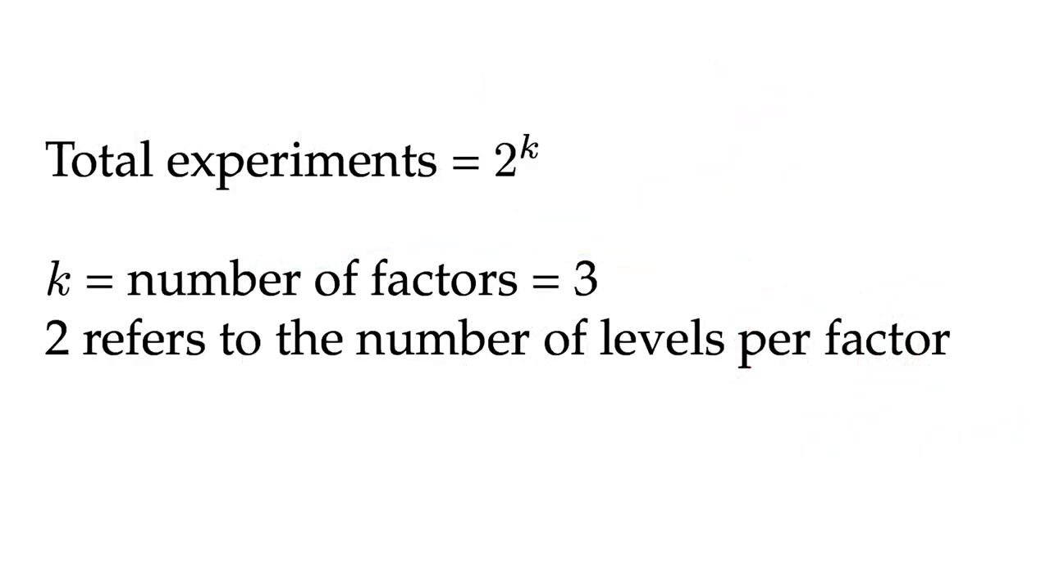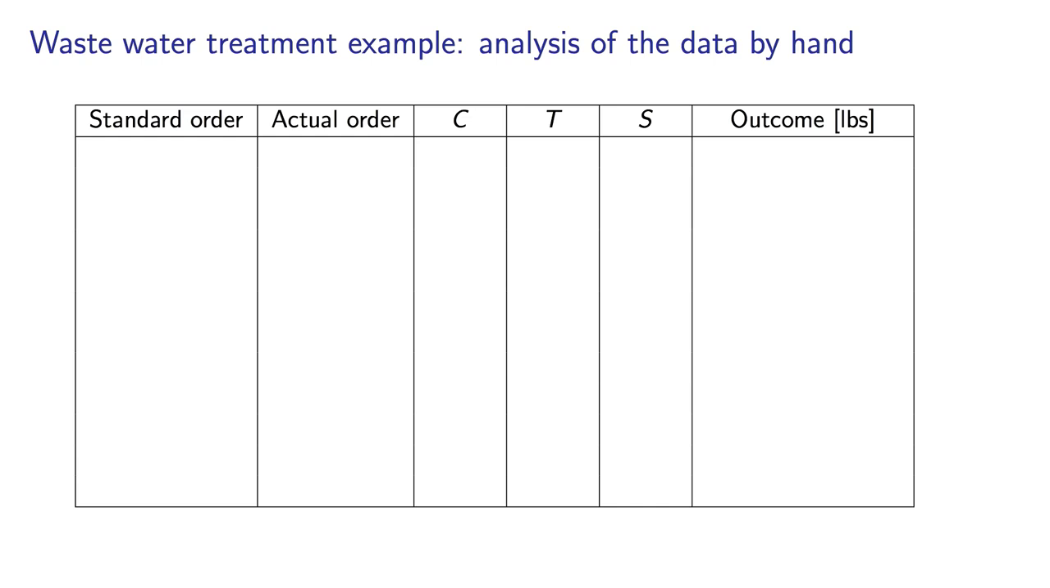And going back to that mathematical idea that 2 to the power k is the total number of experiments, k is equal to 3 in this example, so we get a total of 8 possible combinations. Here's a short quiz to test that knowledge. So let's take a look at the results.